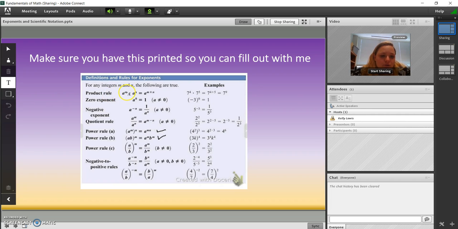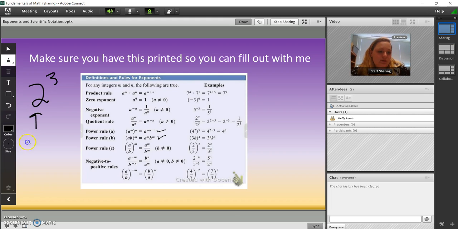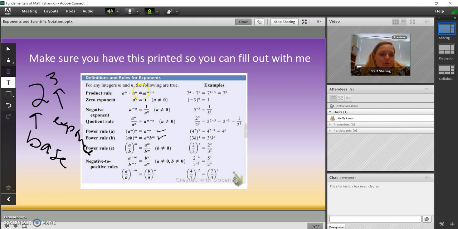Okay, this product rule. Notice the base is the same. The base is like, I don't know, 2 cubed. The 2 is called the base, and the 3 is called the exponent. Notice that when the bases are the same and you're multiplying, you really add the exponents. Anything to the 0 is 1. Negative exponent means move it, move it.